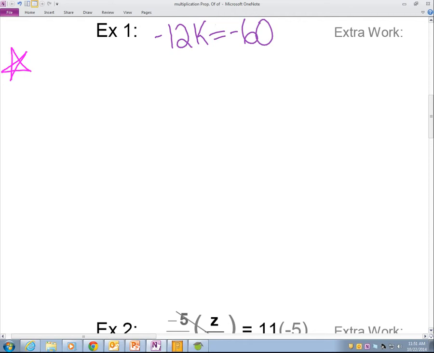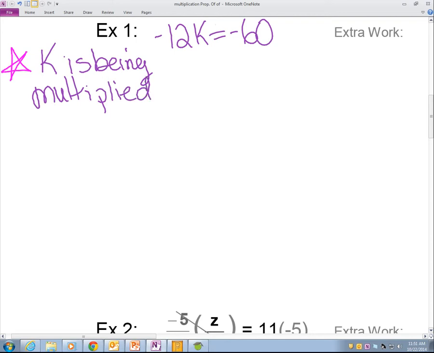Yes, sir. What's happening to K? Yes, multiplication. Can we be more specific? Multiplication, something's being multiplied. What is that something? Anna? Close. Very close. It's not 12. What is it? It's being multiplied by negative 12. I'm going to underline multiplied by negative 12. Okay? It's being multiplied by negative 12.